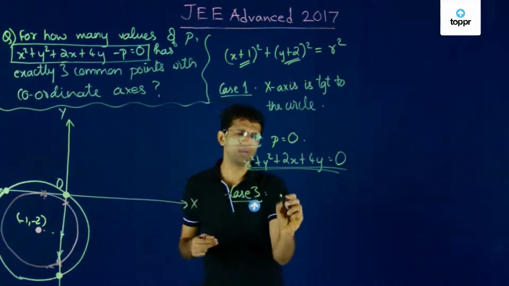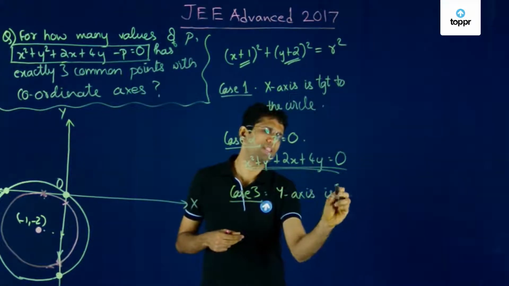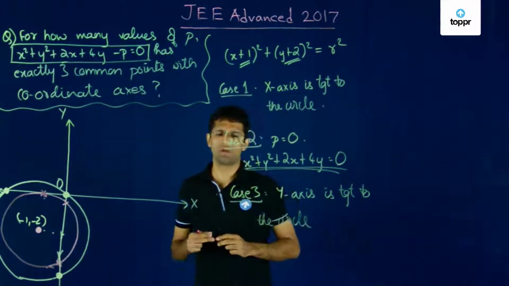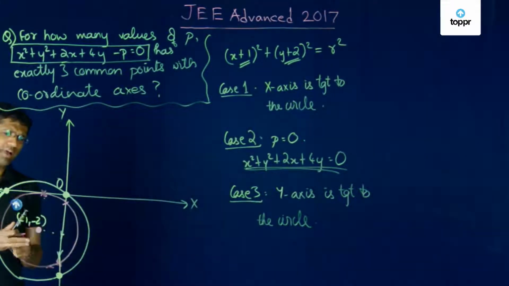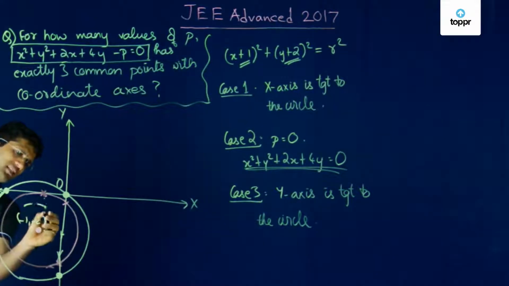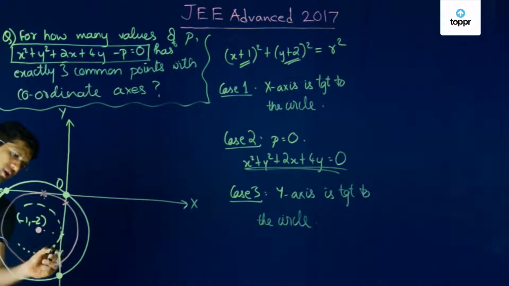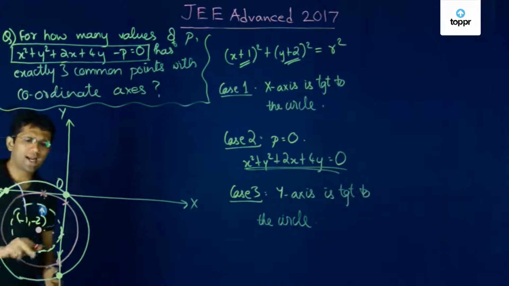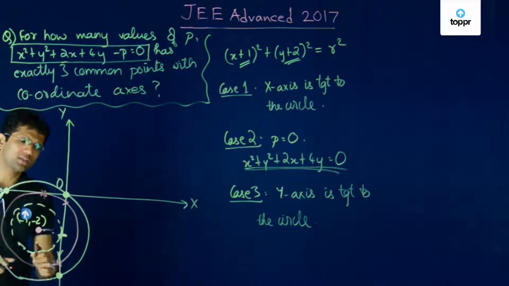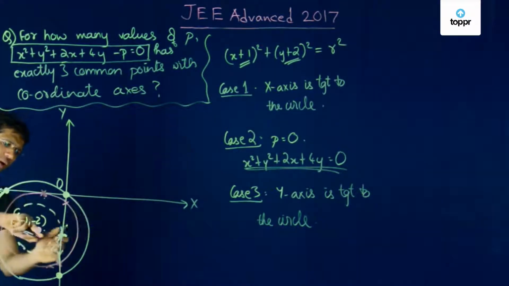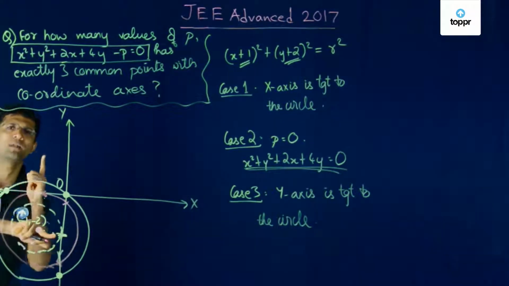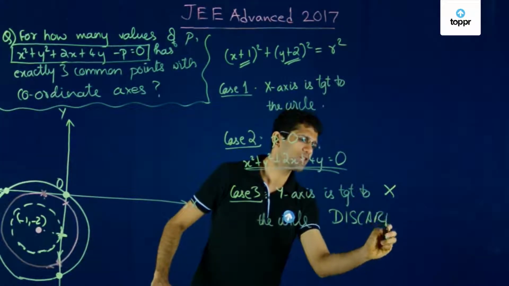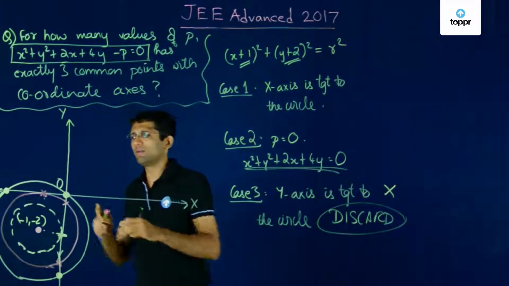Now in the third case, we will assume that the y-axis is tangent to the circle. Let us see what happens. Because the y-axis is tangent to the circle, we will have a circle that touches the y-axis somewhere here. I will draw a dashed circle here which touches the y-axis here, so that the y-axis is a tangent to this circle. But note that such a circle meets the coordinate axis only at one point, because it never touches the x-axis, and so this third case is discarded. So only in the first two cases can we have a value of p such that these conditions are satisfied.